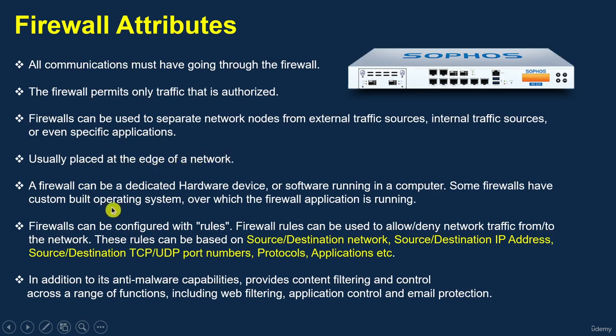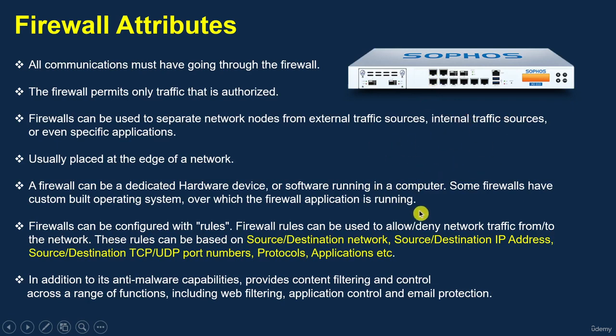The next point is that a firewall can be a dedicated hardware device or software running on a computer. It can also be virtual; we can configure a VM firewall as well. Dedicated hardware means hardware especially designed to run the firewall software. That means the hard drive, memory, physical ports, power supply, and all the other components are specially designed to run that firewall software.